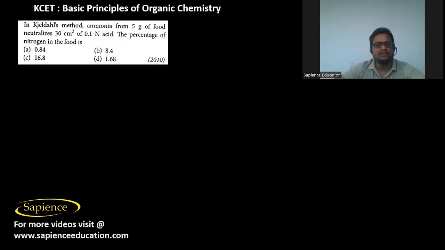In Kjeldahl's method, ammonia from 5 gram of food neutralizes 30 centimeter cube of 0.1 normal acid. The percentage of nitrogen in the food is.